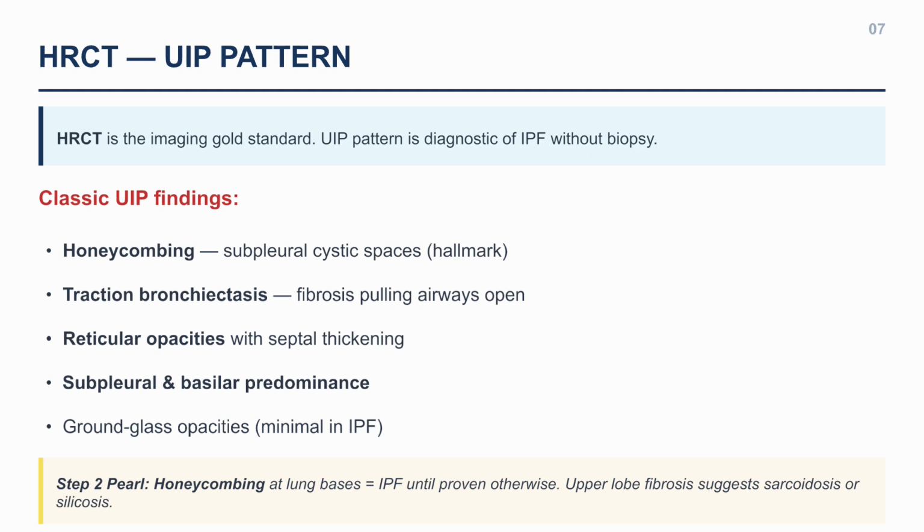Meaning the changes start at the lung bases just under the pleura. Ground glass opacities are minimal in IPF. Step 2 Pearl: honeycombing at the lung bases means IPF until proven otherwise. Upper lobe fibrosis points instead to sarcoidosis or silicosis.